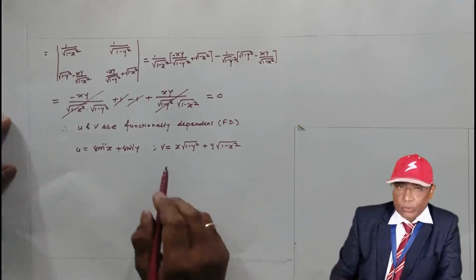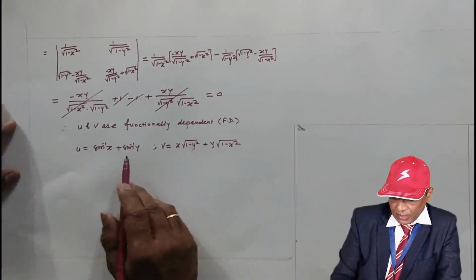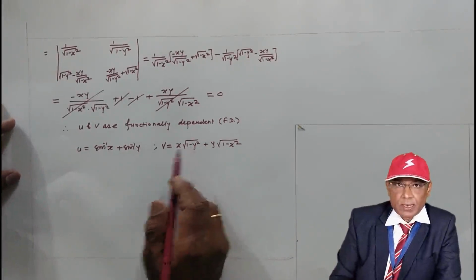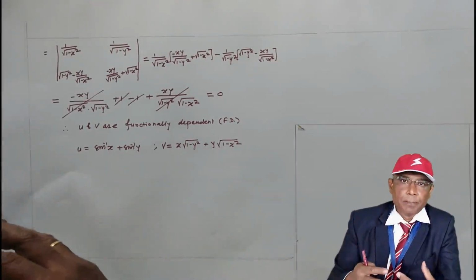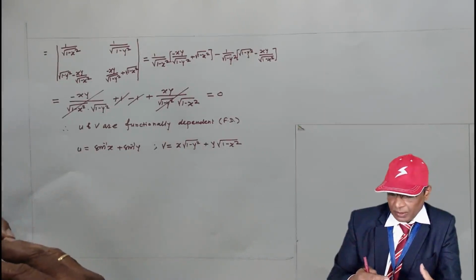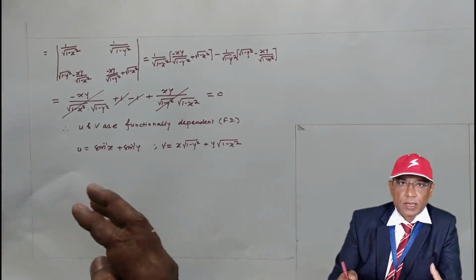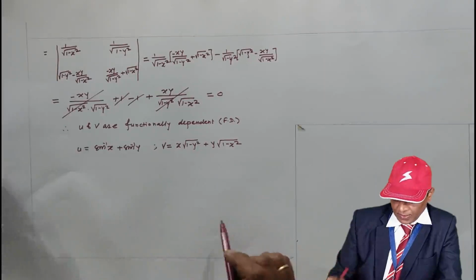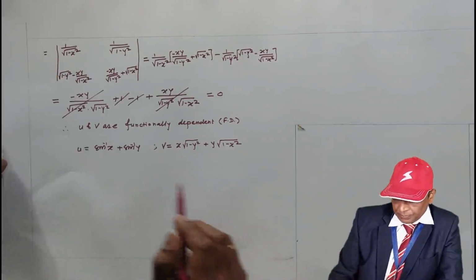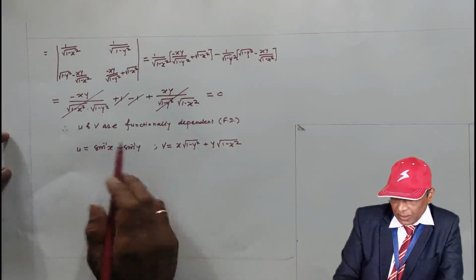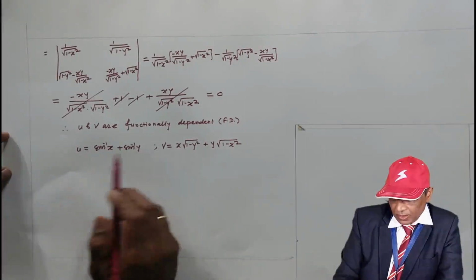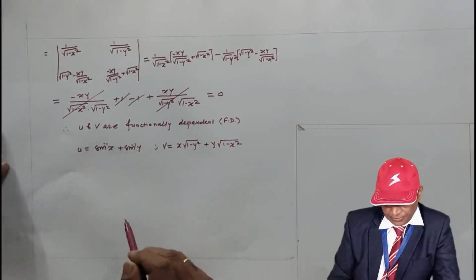Now we are going to find the relation, but they are functionally dependent. If dependency is there, you can find out the relation, because whenever dependency is there, then we have a relation. Otherwise not. So u and v are functionally dependent, that we have done. The relation between u and v is what we are going to find.